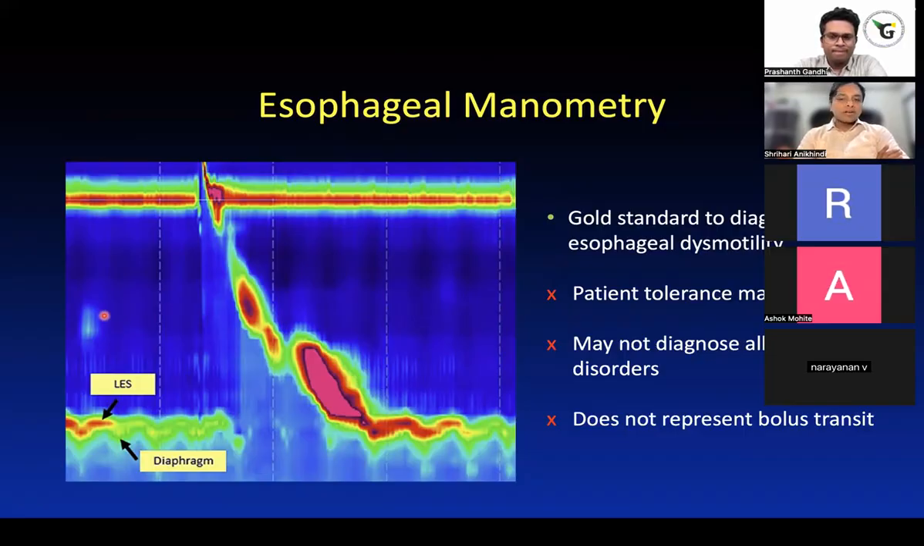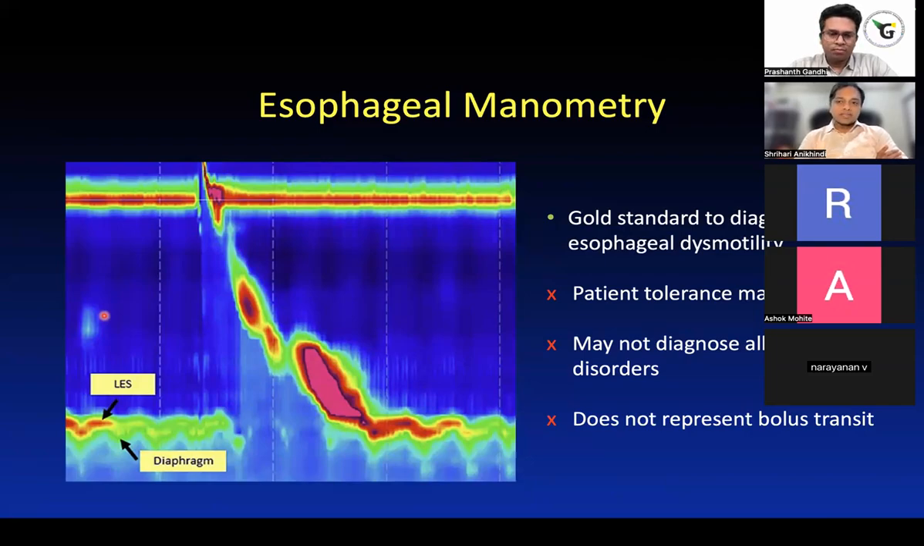Esophageal manometry also may not diagnose all motility disorders. I'll give you an example. There is an entity called ineffective esophageal motility, which is picked up very frequently when you do a motility study, but you don't know what its relevance is. You also have a subset called functional dysphagia, where you have done all the motility studies, the patient has dysphagia, but you don't know the reason for dysphagia because all the existing motility studies have come normal, right? And one most important thing that manometry does not do is that it does not represent the transit of bolus.